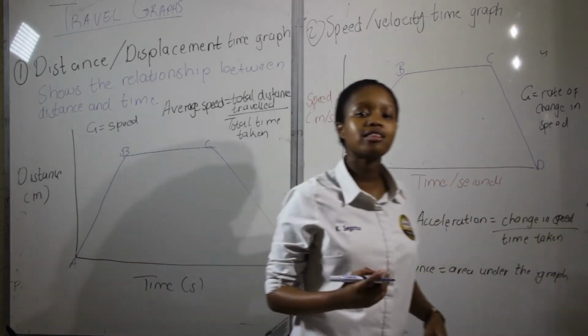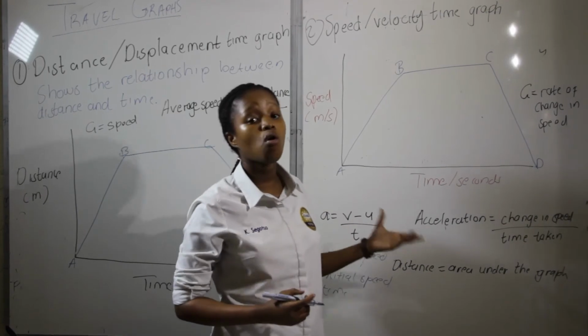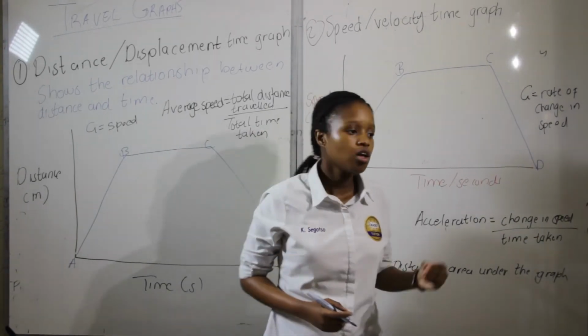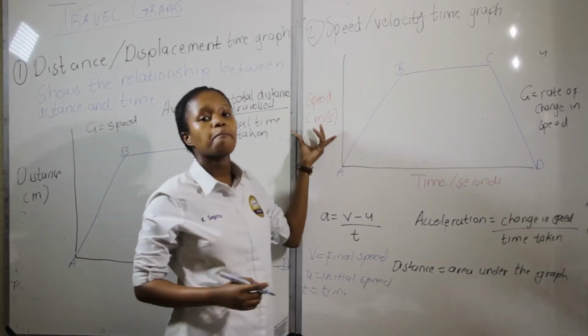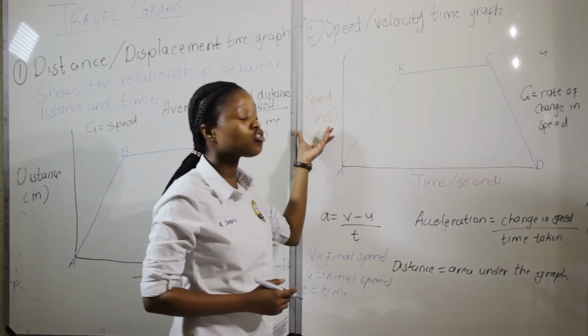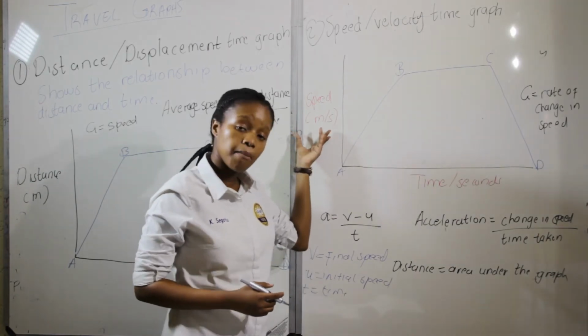Remember one thing: when you are calculating all of these, you have to use the correct units. As you can already see, my speed is in meters per second, so your answer should also be in meters per second.